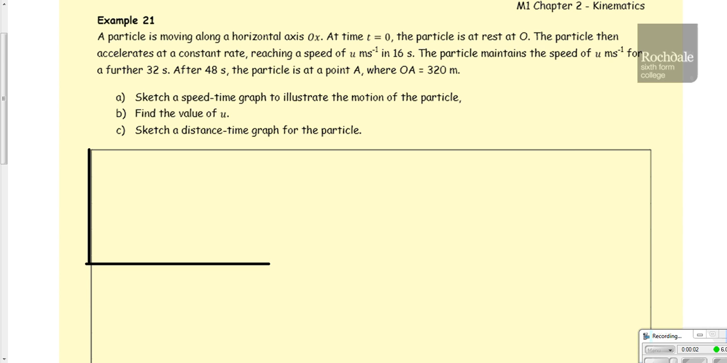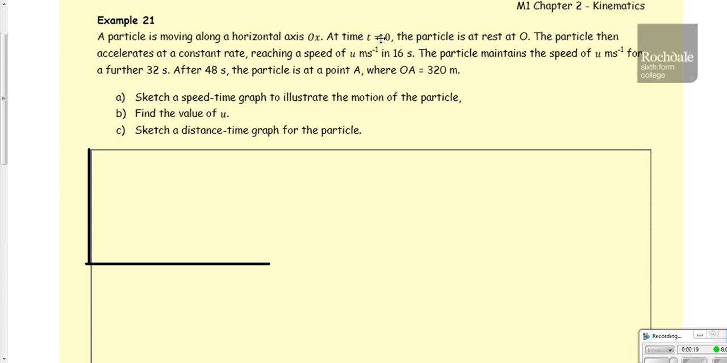S1 Kinematics Example 21. This is the final example in this section, and it's very similar to the ones we've done before. There are a couple of little tricky bits, so I'll go through it in quite a bit of detail. We've got a particle moving along a horizontal axis OX. That just means a horizontal line.